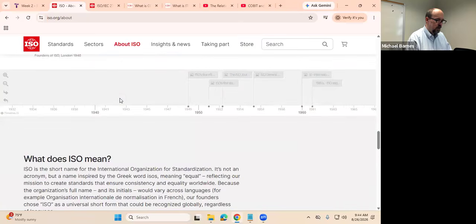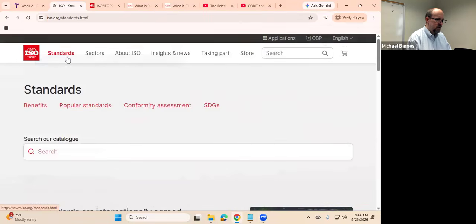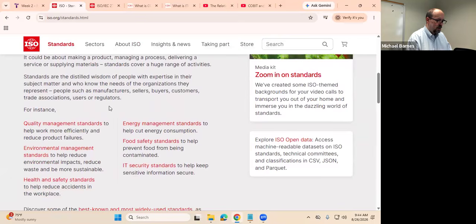I think, oops, I'm sorry. It's in the standards section, not the about ISO section. So all these kind of here in addition to the IT security standards.